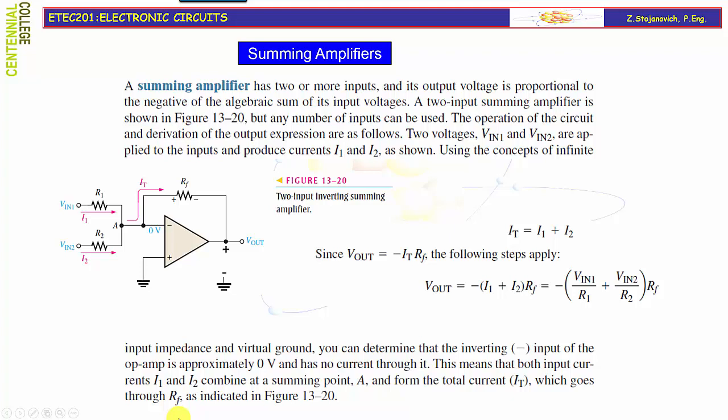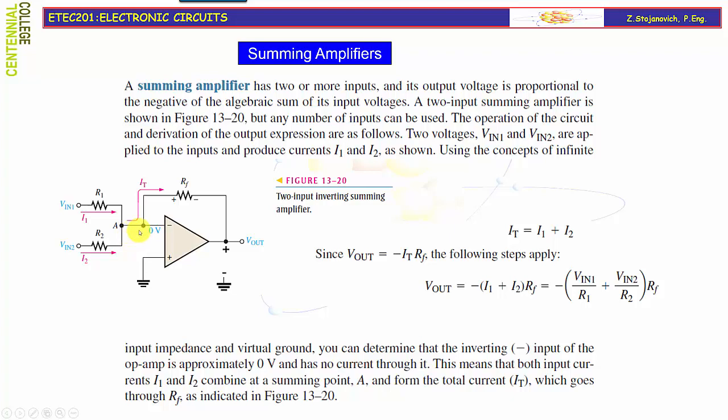Using the concept of infinite input impedance and virtual ground, you can determine that the inverting input of the op-amp is approximately 0 volts and has no current through it. This means that both input currents I1 and I2 combine at the summing point A and form a total current IT, which goes through a feedback resistor RF, as indicated in figure 13-20. Let's pay attention to this figure once again.